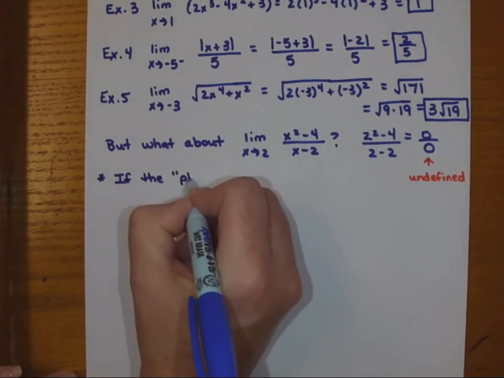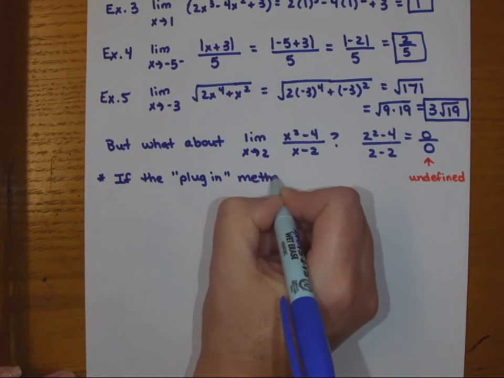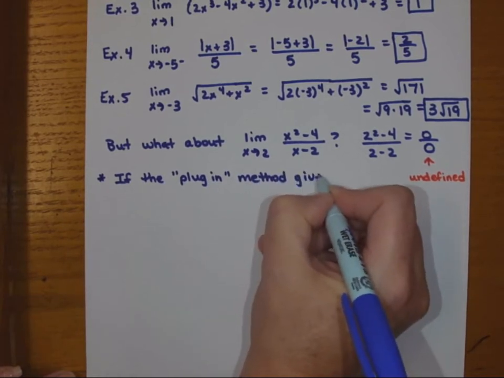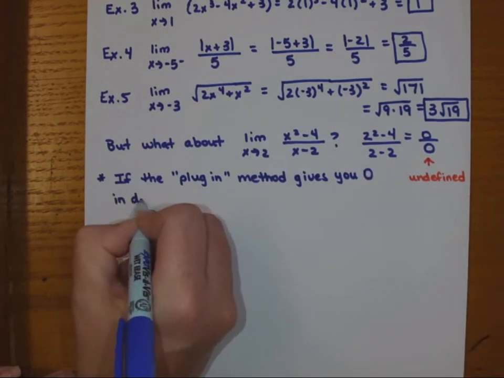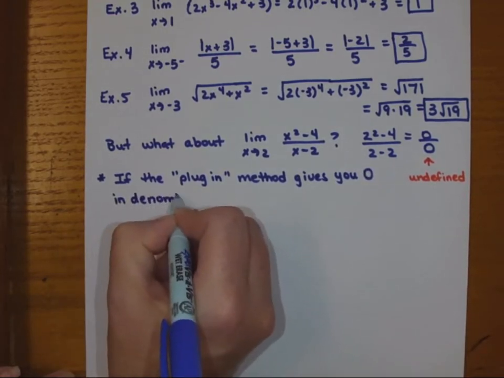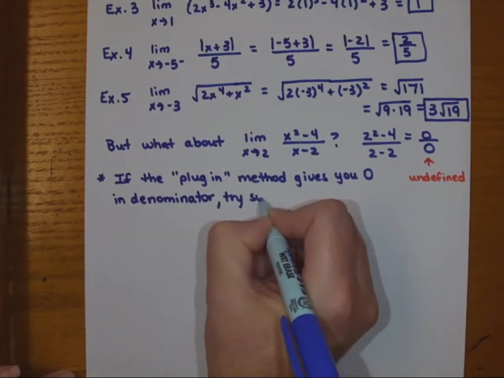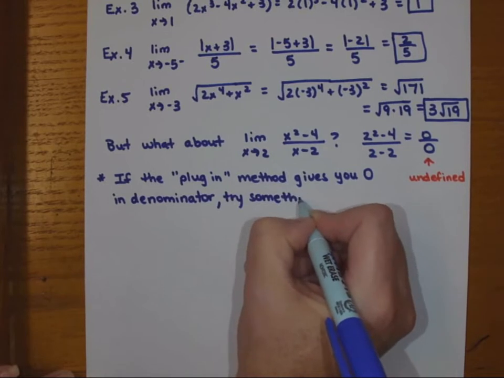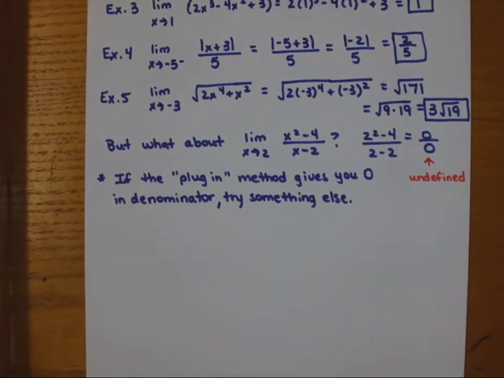I like to call the method we've been using the plug-in method for obvious reasons. We're just plugging the number in. But if the plug-in method gives you 0 on the bottom, then you're not finished and you need to try something else. It means your answer can't be found by using that method. So I'm going to give you a couple of pointers on what to do if you get 0 in the denominator, because you do not have your answer right now. When you get 0 in the denominator, we don't say, oh, this is a problem I can't do. We just need to find something else to do.